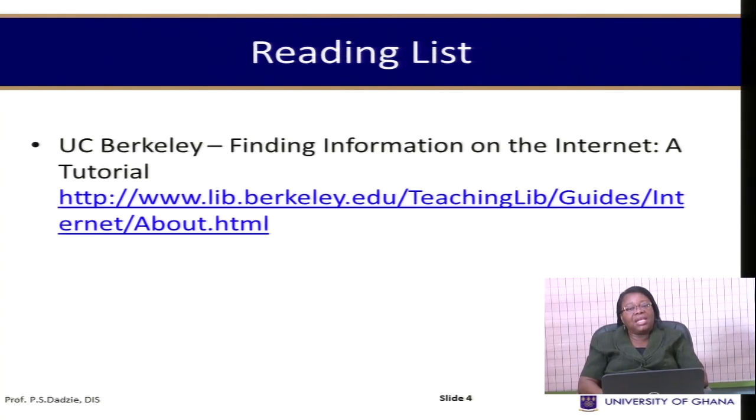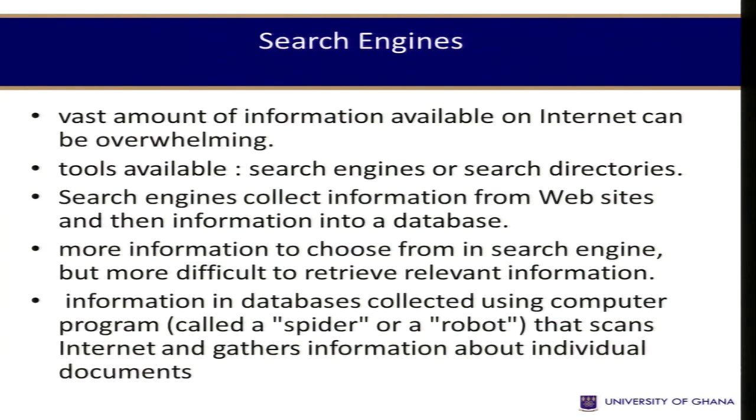There are several internet services. We have search engines, parts of the service. We have search directories. Now, search engines collect information from websites and then place them into a database. And so when you're looking for any information and you use your search engine, the search engine, which acts as a spider or as a robot, scans the internet, finds the information, and sends the information to you.